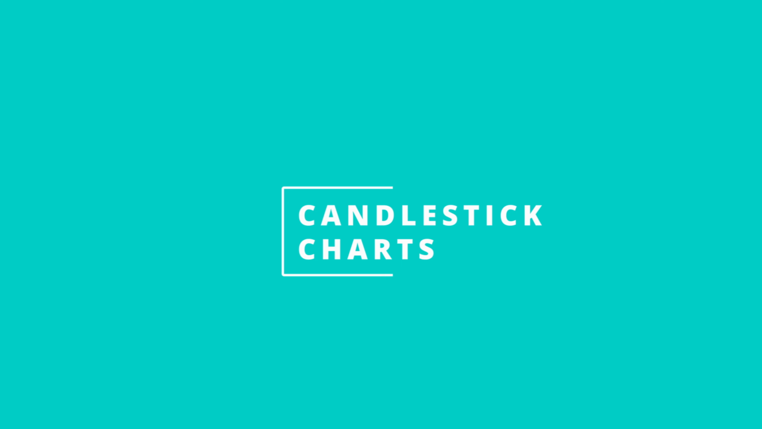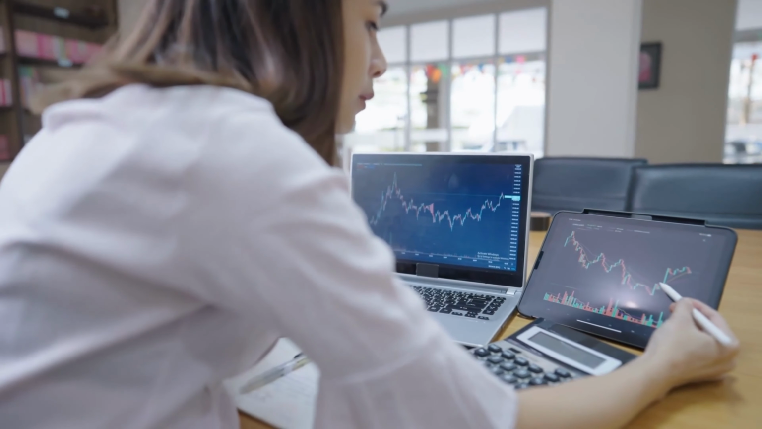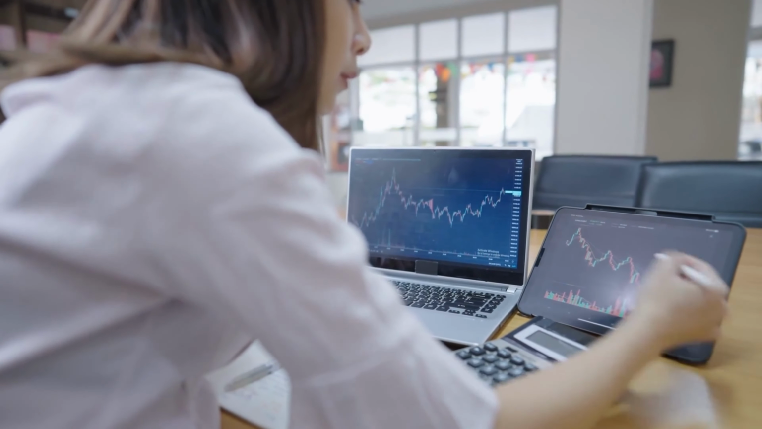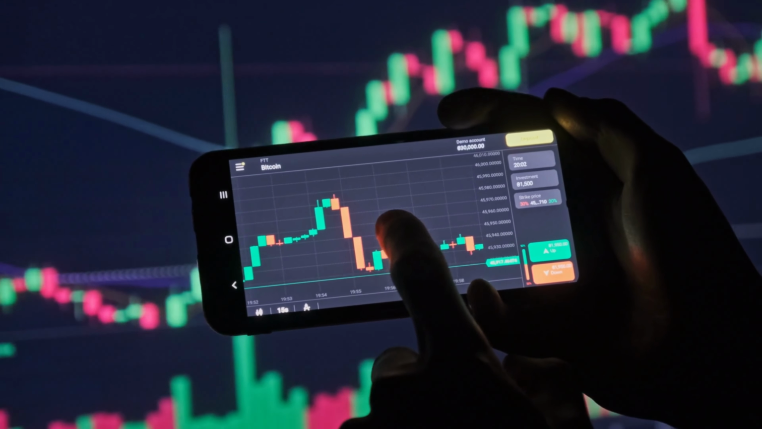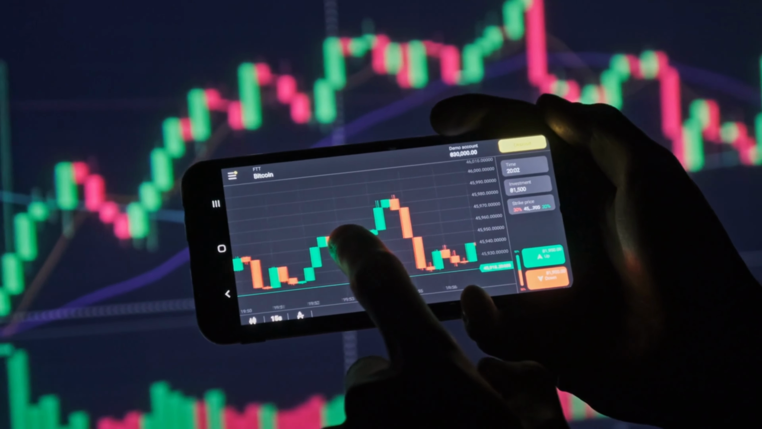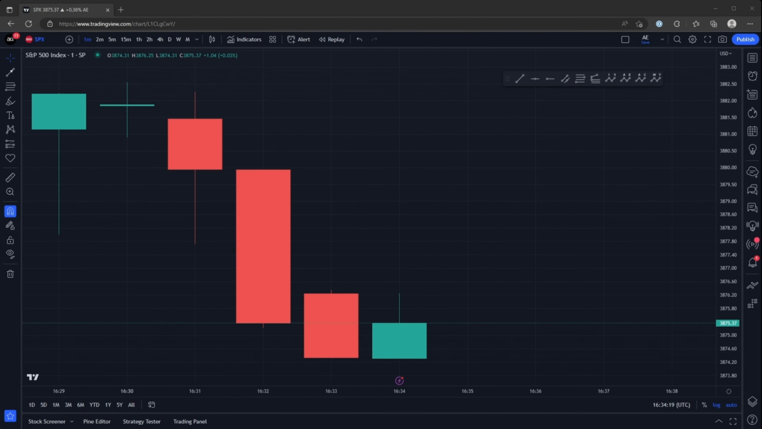Let's get to it. Candlestick charts are just a tool traders use to understand past market moves and to profit from future price action. Candlestick charts are named as such because when you group prices into periods, they form a candle-like shape.